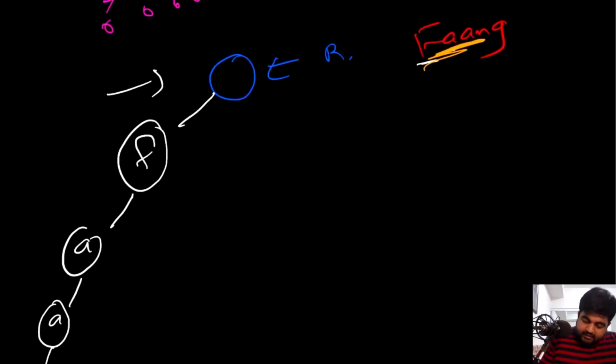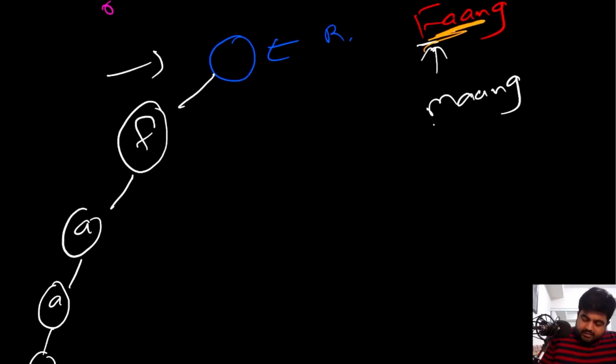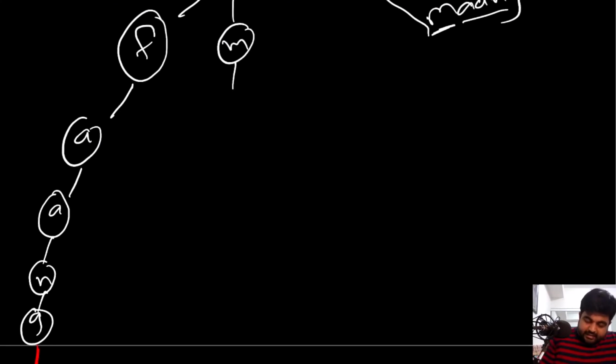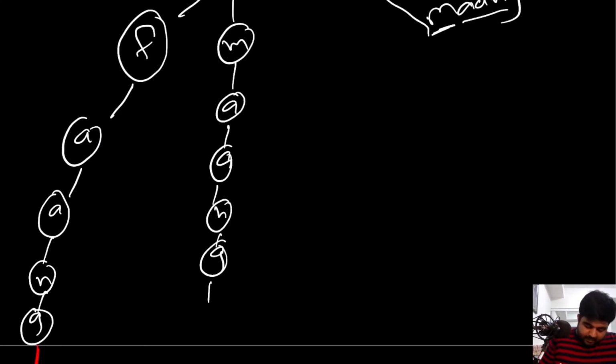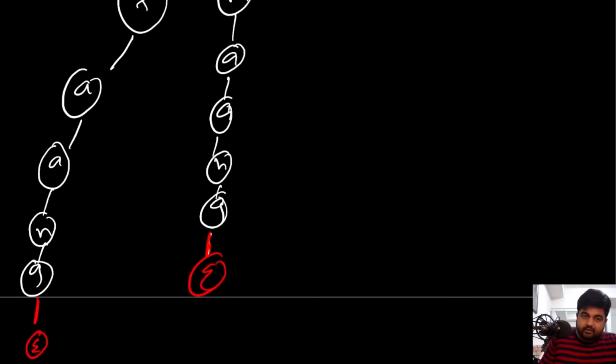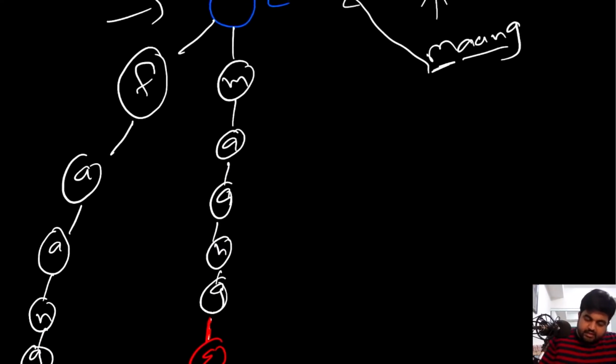After doing that, let's try to add one more word. Suppose rather than FAANG, we are trying to add the word MAANG. Let's add MAANG over here. For this MAANG, first of all we are going to check whether M exists as one of the children of this root node. M is also not a child, so first of all we are going to add M, and then we are going to add the subsequent characters and link them along this path. After that, in the end, we are going to add a special character and denote that the word has ended over here. So let's do a quick recap.